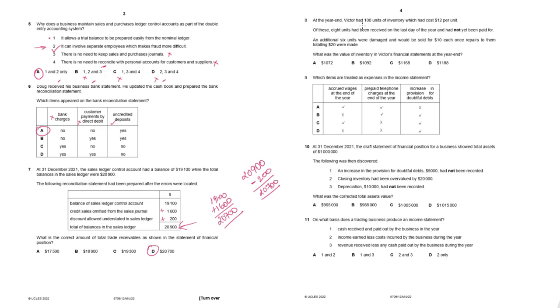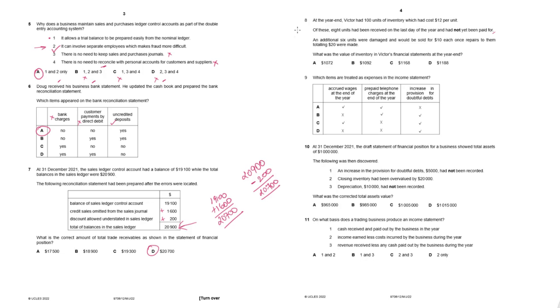Of these, 8 units were received on the last day of the year and had not been paid for. Okay, that doesn't make a difference because you're following the accrual system. An additional 6 units were damaged and would be sold for $10 each once repairs to them totaling $20 were made. What is the value of inventory?